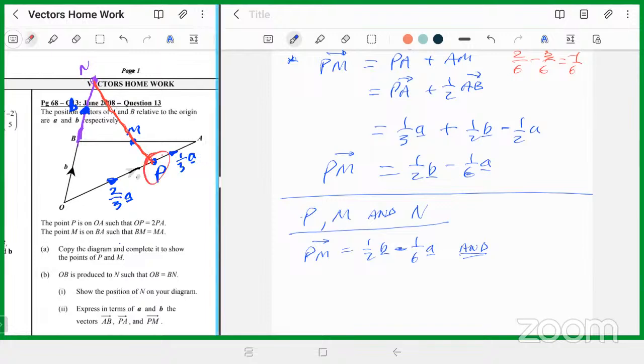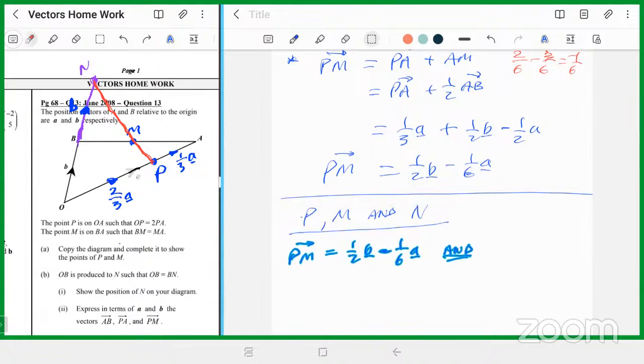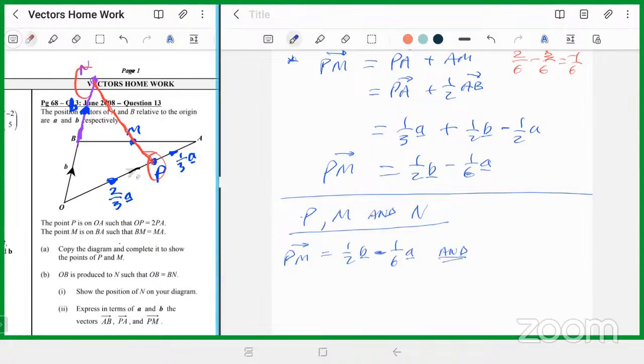Are we going to use PN or are we going to use MN? One of the 2. We must use a vector with the N in it. We are already using PM. So the other vector to use is either PN or MN. Which one is easier to find? Which one is easier to work out? We have PM already. We can use any 2 vectors. So apart from PM, the PN or the MN, which one is easier to work out?